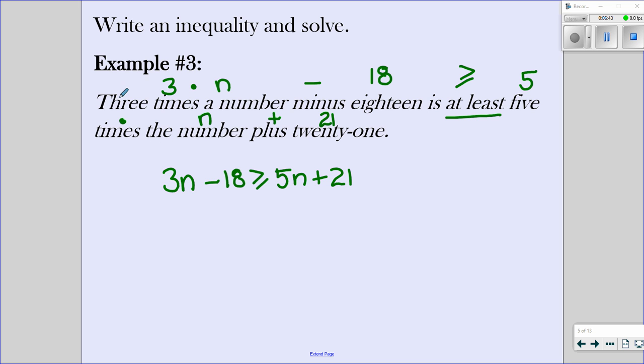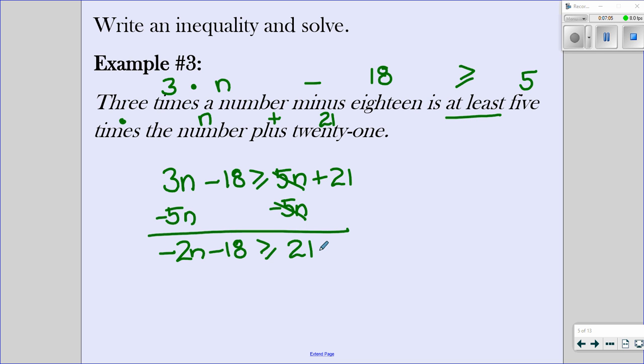So I translated from verbal to the inequality, and now I'm going to solve. So I'm going to have all my like terms together. So this I'm going to bring to the other side by subtracting 5n. This cancels out. This will give me negative 2n minus 18. Bring down the sign, and then I'm going to bring 18 to the other side by adding it. This cancels out. Bring down the negative 2n and the greater than or equal to, and then I add up those two, so that'd be 39.